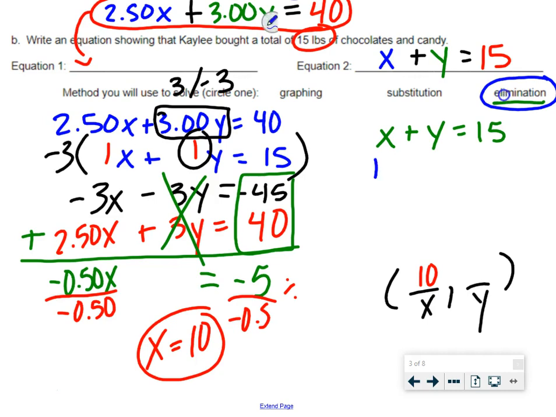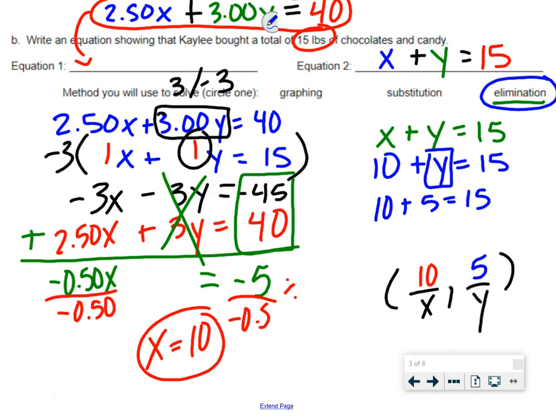If I know x is 10, which means I bought 10 pounds of chocolate, that's a lot of chocolate, plus y equals 15, we should be able to figure out that y needs to be 5 to make that true, because 10 plus 5 equals 15. So our solution here would be (10, 5).